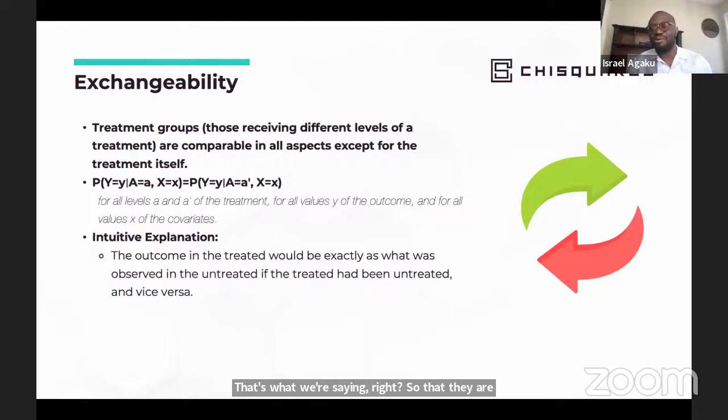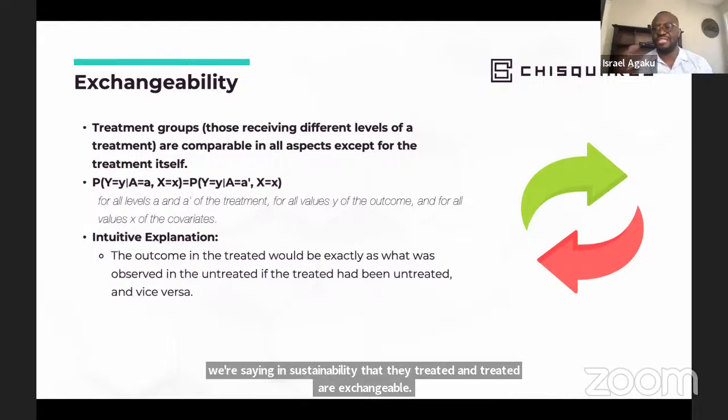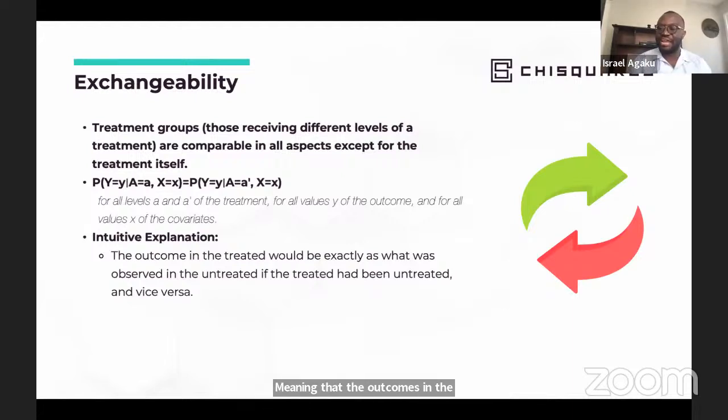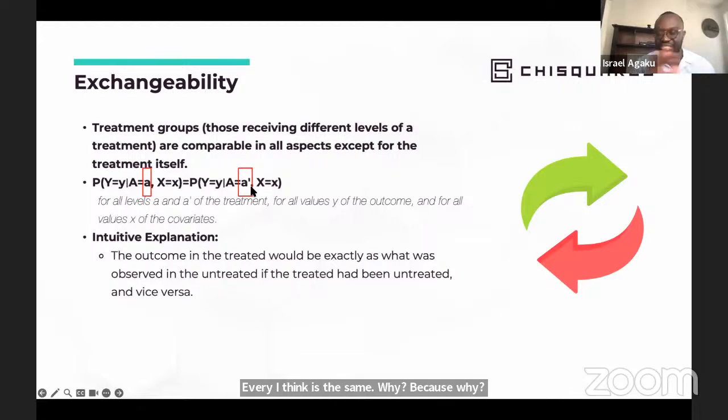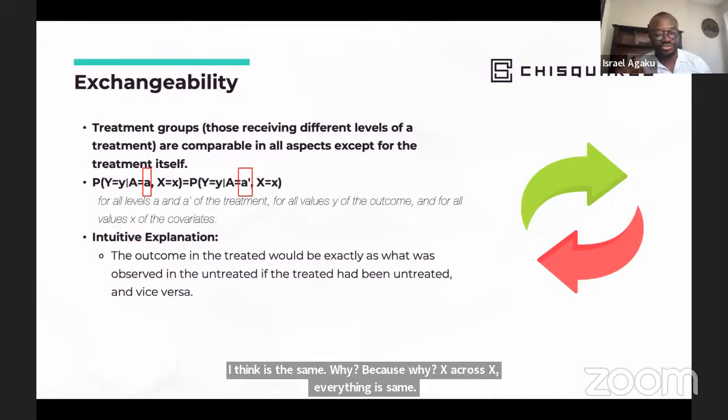And that is what we're saying in exchangeability: that the treated and the untreated are exchangeable, meaning that the outcomes in the treated would be like the untreated if they had been untreated, and vice versa. So you see, the only thing that is different in this equation is that here you have A and here you have A prime. Everything is the same. Y equals Y, X equals X. So we're saying that the only thing that differs between the treated and the untreated is treatment.